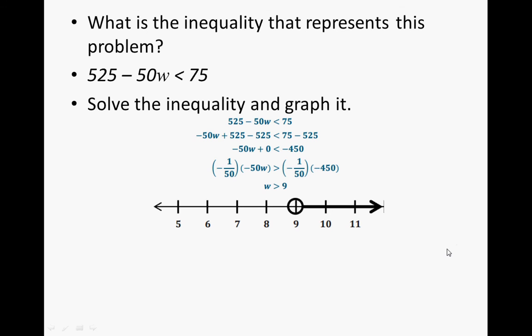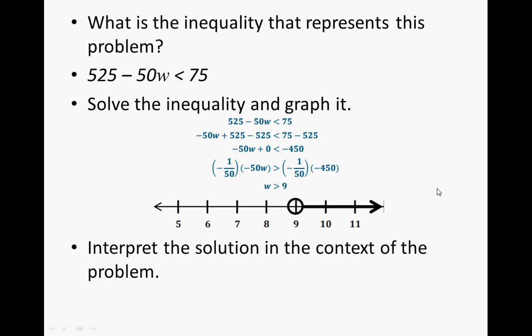And to graph that, we would just make a number line with maybe some numbers to the left of 9 and a couple of numbers to the right of 9. Since the answer cannot be 9 weeks, we would use an open circle, and because it's W is greater than 9, we would highlight every infinite possibility from 9 greater than using our arrow vector.